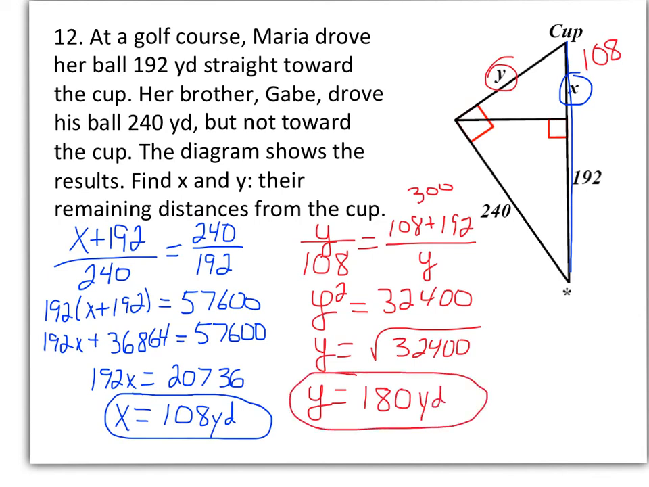So the key in these types of problems is noticing what you're given for each triangle and setting up your ratios in the same order. So if you have hypotenuse over shorter side, your other ratio has to be hypotenuse over shorter side. Or if you have short side over long side, then your other ratio, short side over long side.